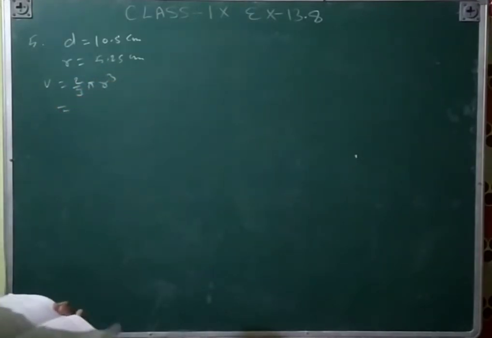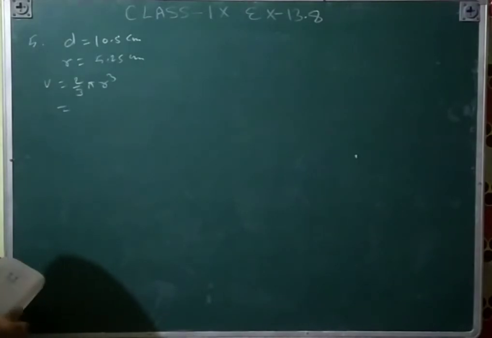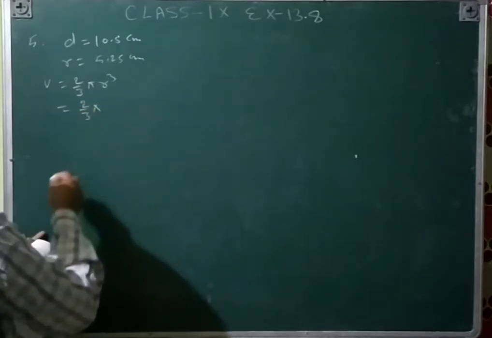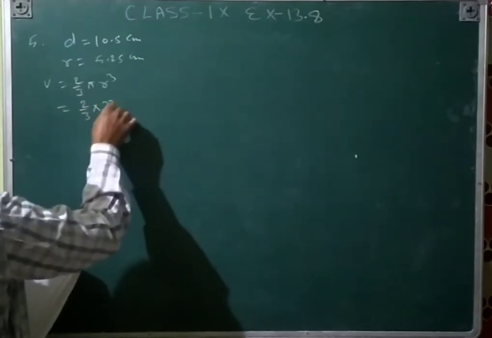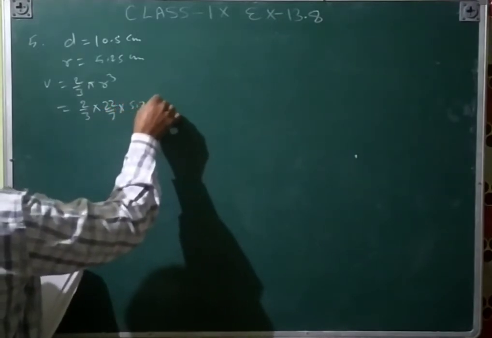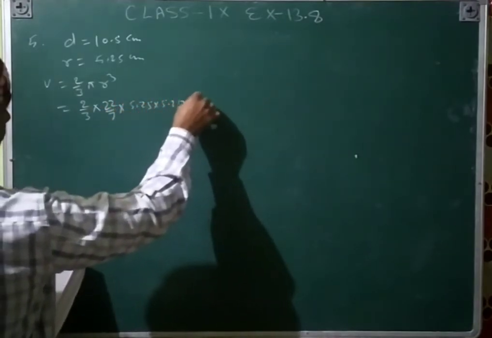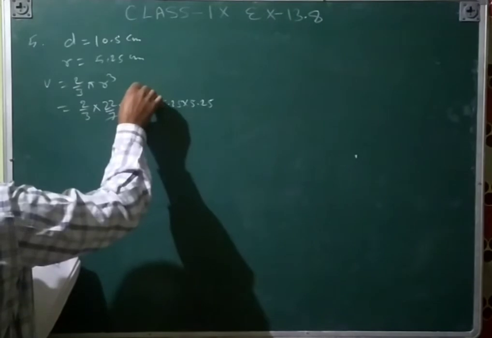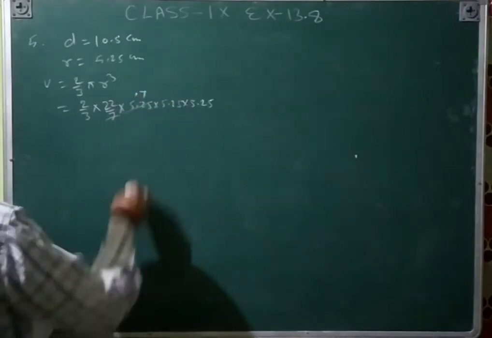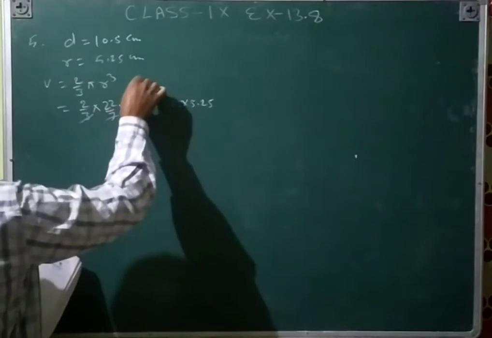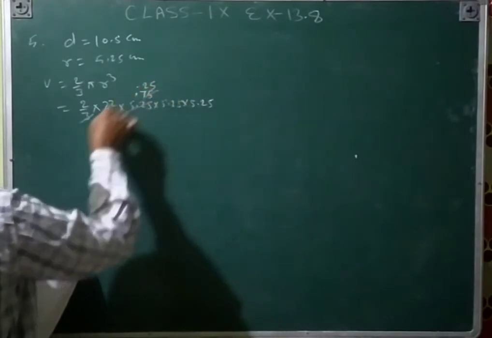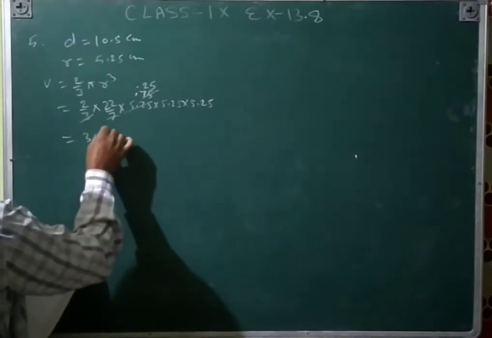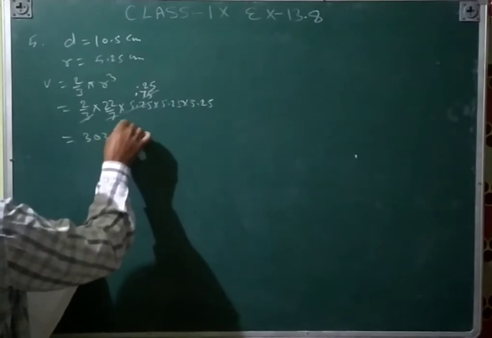Hemisphere volume is 2 upon 3 pi r cube. That 2 upon 3 into pi value is not given here. So 22 upon 7 into 5.25 into 5.25 into 5.25. And then decimal, 7 7s are 49 and 7 5s, and then by that one decimal, 3 2s and 3 5s, and then by the multiplication of that, that will be 303 centimeter.